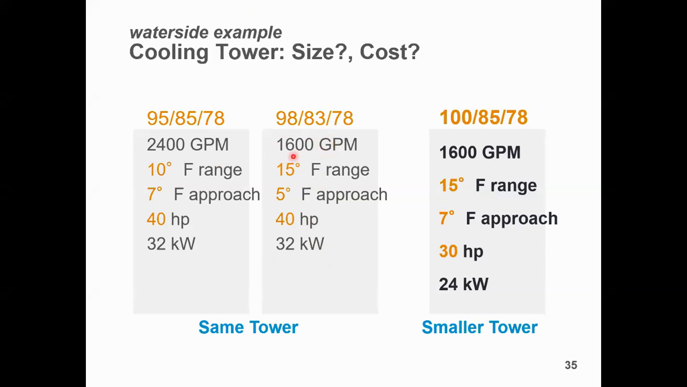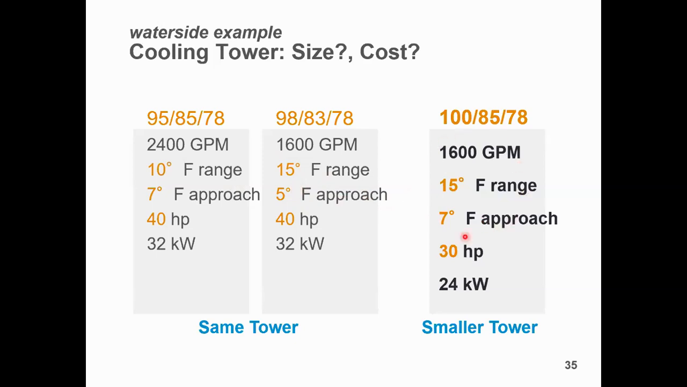But here if you see, the flow rate got reduced to 1600 GPM. So if your flow rate gets down to 1600 GPM, what will happen? It will have an impact on the pumping power, that is the condenser water pumping power. Now to optimize it further, if we say this is a 5 degree Fahrenheit approach design, okay, so normally we design the cooling tower with 7 degree approach.